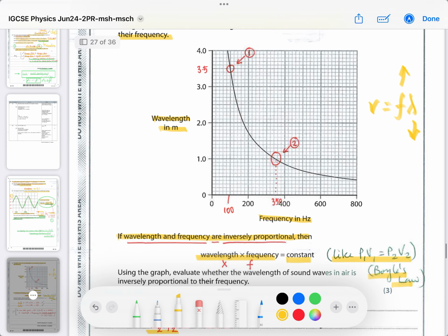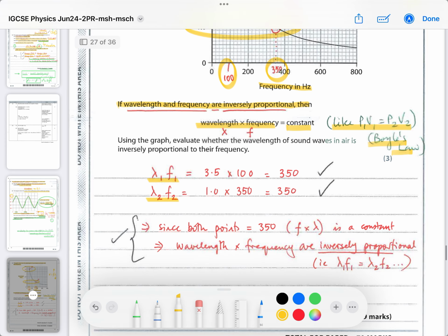And I chose 2 points carefully to give me nice easy values: 0.1 wavelength, 3.5 and 100 frequency; 0.2, 1.0, and 350. If you're good mathematically, you'll see that immediately those two will come up with the same answer.